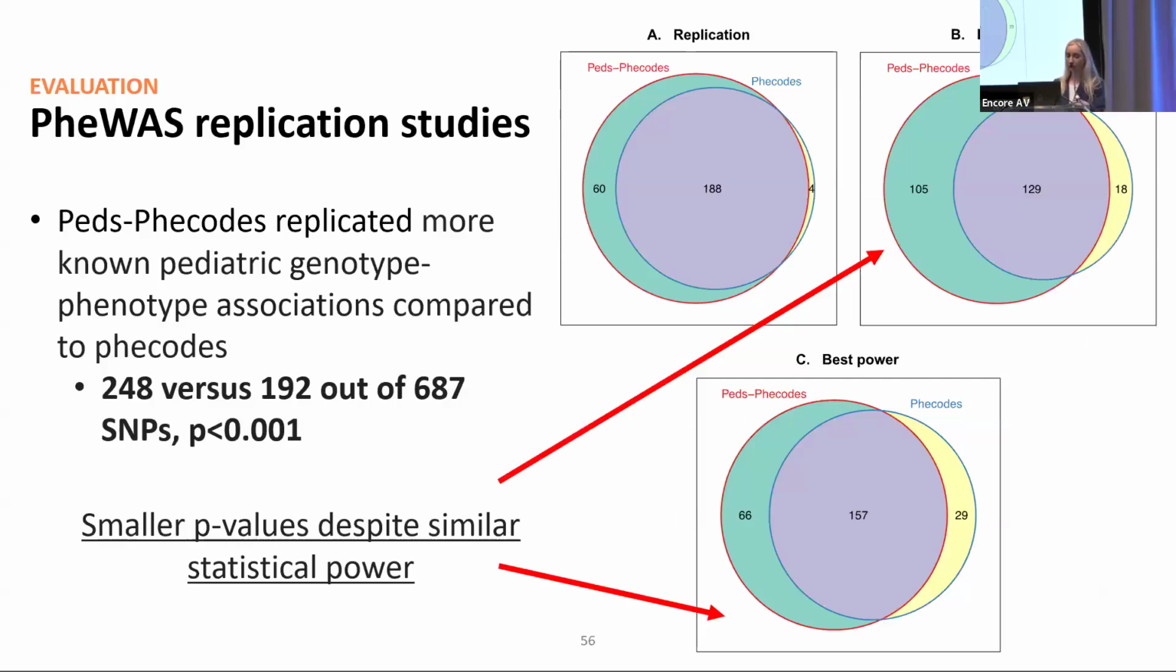And beyond just creating the PEDS fee codes from the original fee codes, a second component was validating that these pediatric fee codes were in fact more effective. And for this, we performed these comparative PheWAS replication analyses. So we extracted information on known pediatric genotype-phenotype associations from the GWAS catalog. We extracted a total of 687 of these known associations, and then evaluated the ability of the pediatric fee codes compared to the original fee codes in being able to replicate those associations.